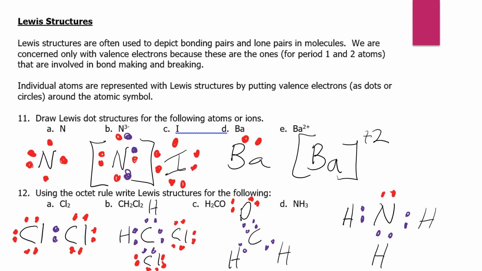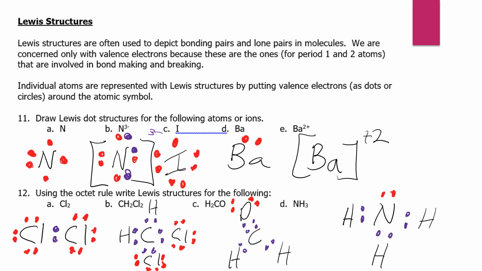I like to color code my work so that I can tell who's who. In number 11, I did the initial valence electrons. B was a -3 charge, so I added 3 in purple, just so I could tell. Barium usually only has 2. Here's barium plus 2. They're gone. So anytime there's a charge, you're supposed to put them in brackets, and then you're supposed to show the charge outside the brackets somewhere. Oops, I forgot to do it on that one.